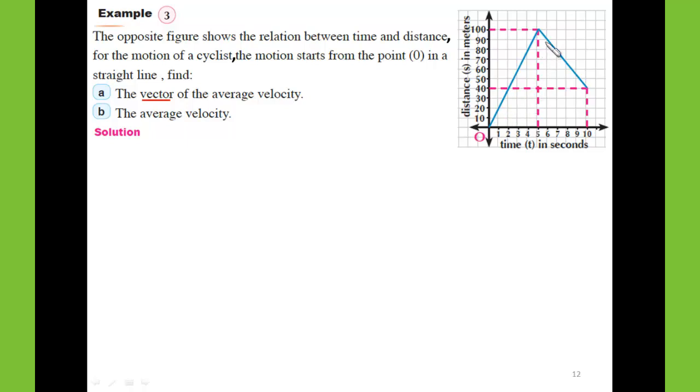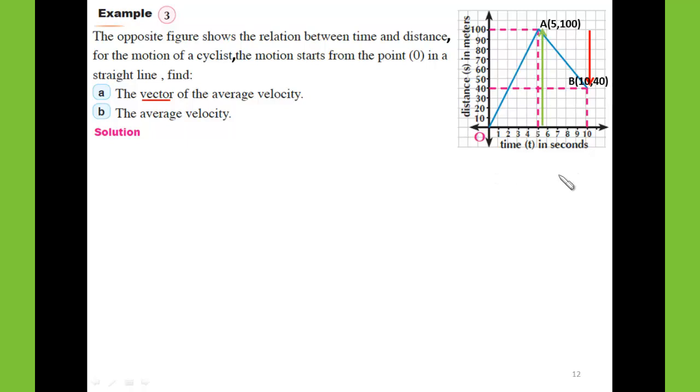So it covered 100 meters in the first 5 seconds, and the location of the particle at the point A is 5 and 100. After 5 seconds, it covered 100 meters, and in another 5 seconds, it returned back to be at the point B of coordinates 10 and 40. So the final position of the particle, we consider it at the point B, after 10 seconds, 40 meters from O.